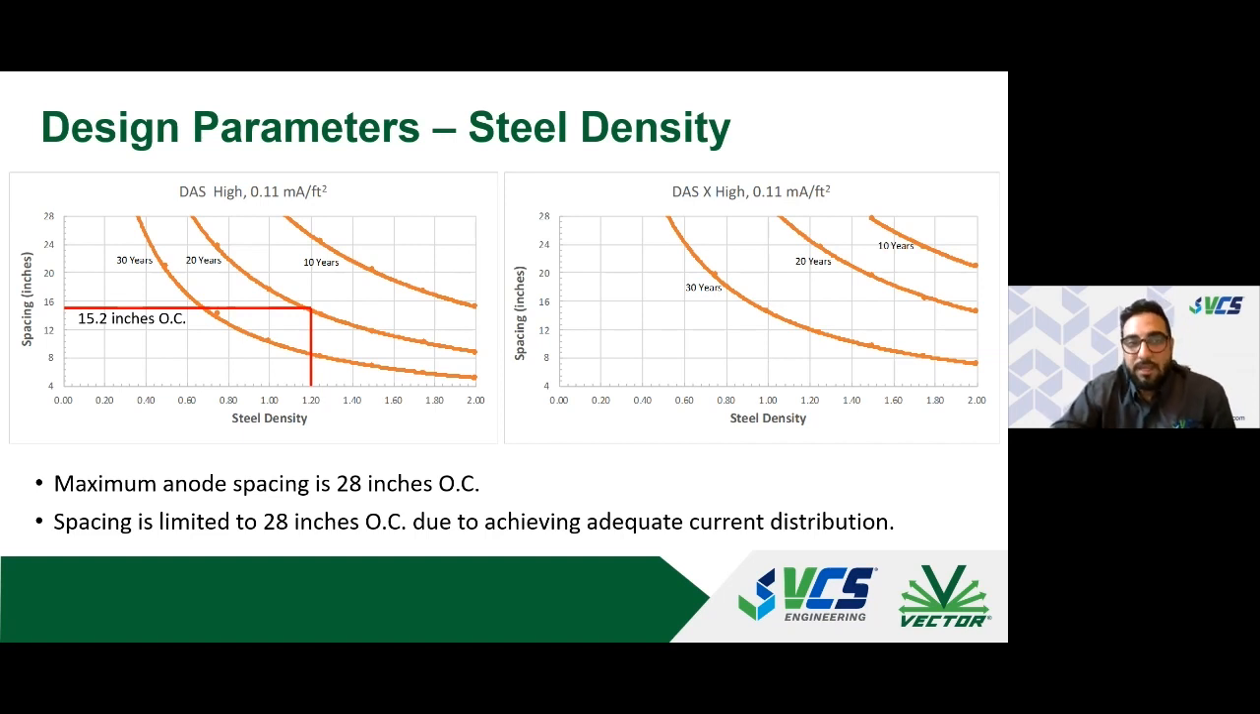Now, if we were to do that same calculation for a 30-year service life, you would do the same thing, and you can see our anode spacing would be reduced down to 8 inches. So we're able to achieve a 10-year service life extension or a 30-year service life extension, but our anode spacing is significantly reduced. It's almost halved. And so let's look at that same example, but for a DAS-X anode. Steel density is 1.2. We're aiming for 20 years, and our anode spacing would be around 24 or 25 inches. Now, looking at it for a 30-year service life with a DAS-X, that's about 12 inches on center.